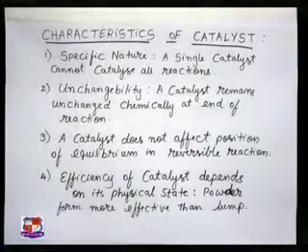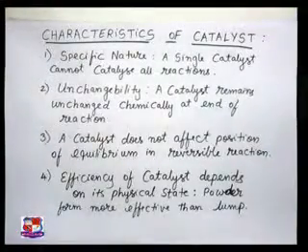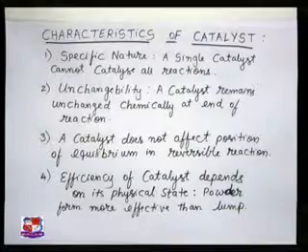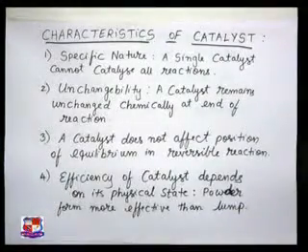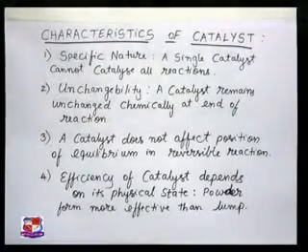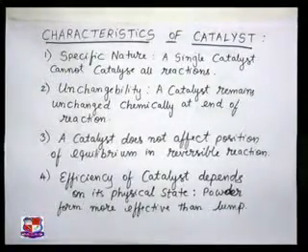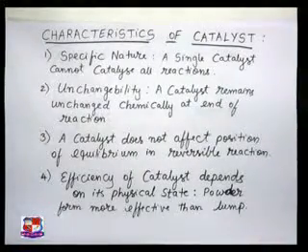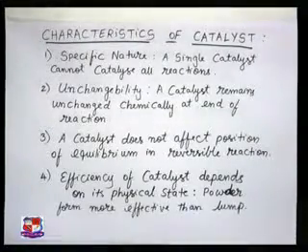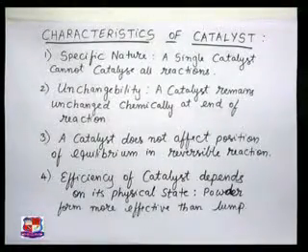Then you can see here, the second point is unchangeability. Now what comes to mind when there is unchangeability? It means a catalyst remains unchanged chemically at the end of the reaction. When the reaction is ending, the chemical properties of the catalyst are not going to change. So the first characteristic, specific nature, means a single catalyst cannot catalyze all the reactions. The second is unchangeability, which means a catalyst itself remains unchanged chemically at the end of the reaction.